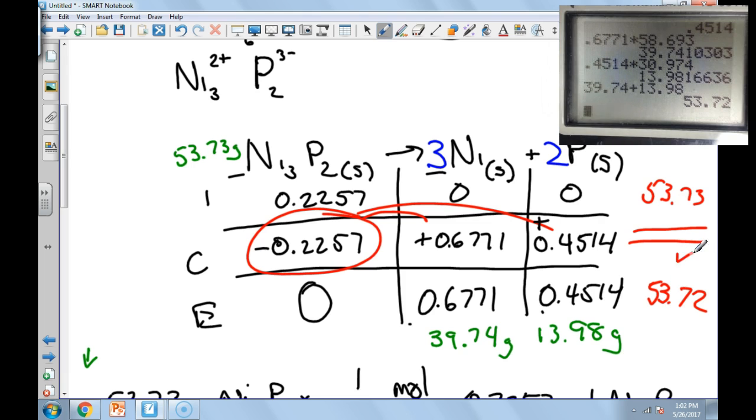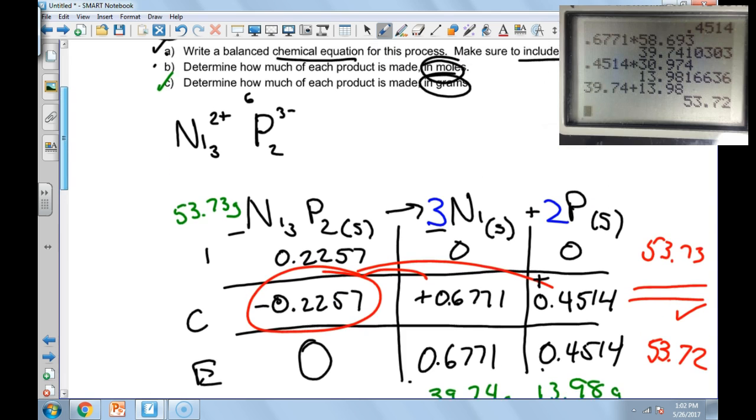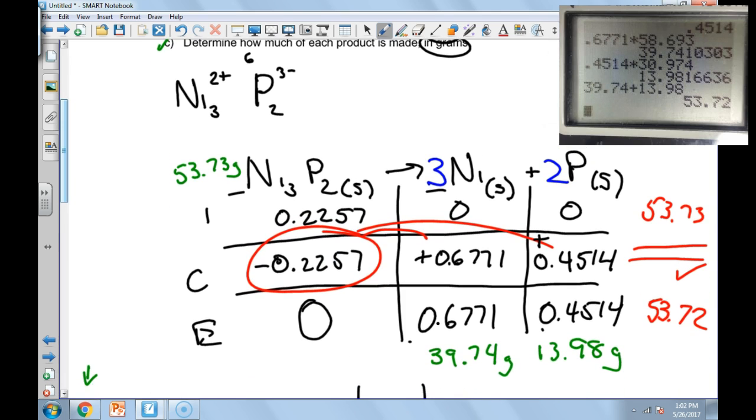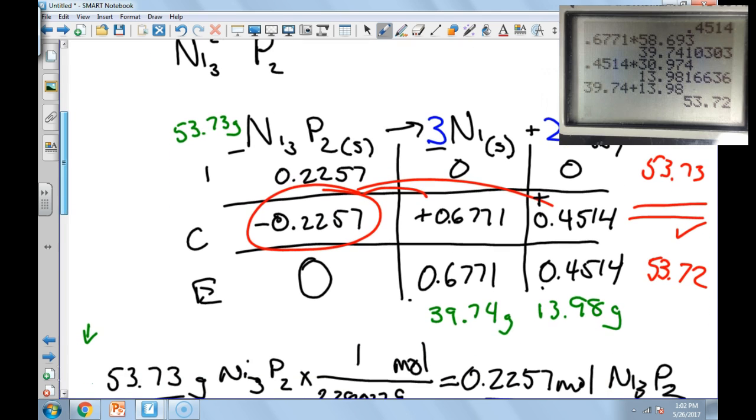And I would say that that checks, because it's going to be very rare that if you screw something up these numbers are just going to accidentally equal each other. There's too many places for errors to occur. So that's your answer to problem number 6.